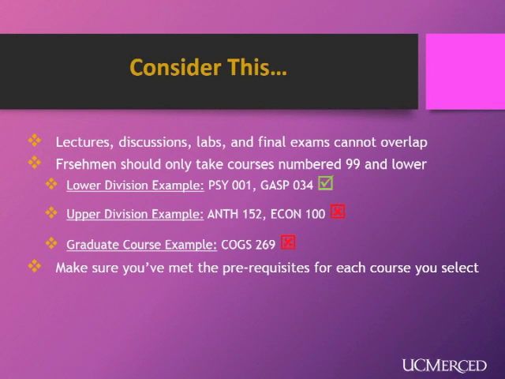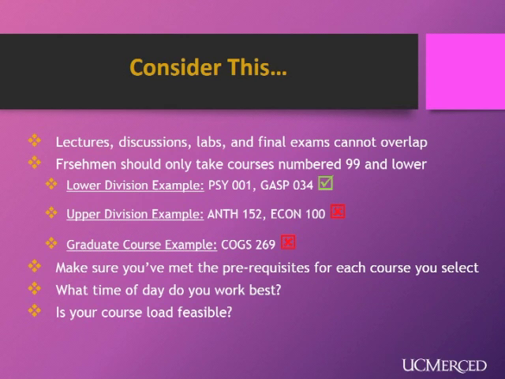Another thing to consider is that you need to make sure you have completed any prerequisites. If you do not have the prerequisites, then you will need to find a different course or take a prerequisite first. Furthermore, you should think about what time of day you work best. If you're a morning person, then you should look into taking morning courses. Keep in mind that at times some courses are only taught at a specific time, and you may have to take a class at a time you do not like. Lastly, you should ask yourself if your work is feasible. You need to consider how much time you will need to spend studying for courses outside of class, and not take on more than you can handle.